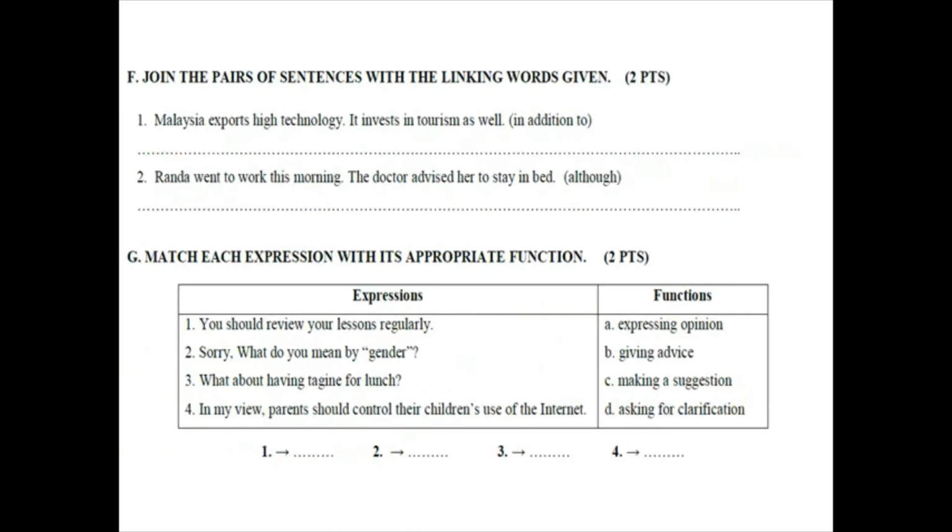Join the pairs of sentences with the linking words given. Malaysia exports high technology. It invests in tourism as well. So we are going to rewrite this sentence with "in addition to". We can place it at the beginning of the sentence. We can put it in the middle. Malaysia exports high technology in addition to investing in tourism.